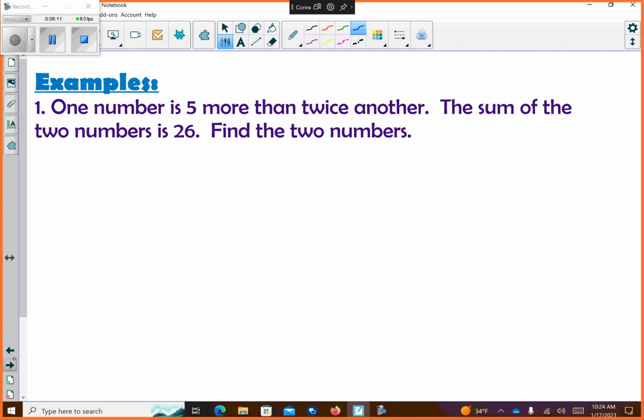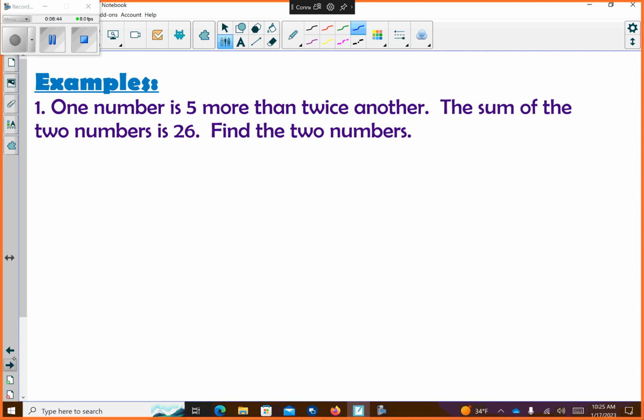Okay, so very first example. This is the same one on yours, right? Let's read it out loud first before we write anything down. One number is... Do I know what the number is? It's probably going to be an x or a y, right? One number is 5 more than twice another. The sum of the two numbers is 26.